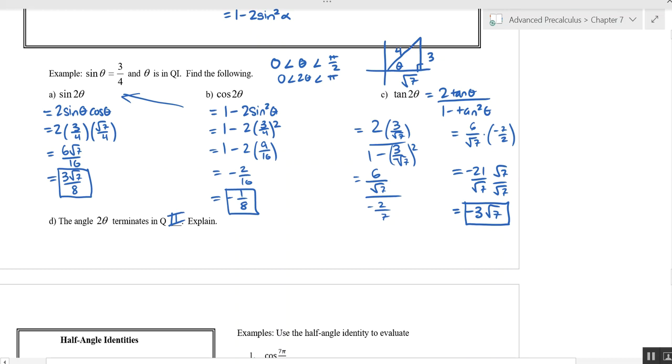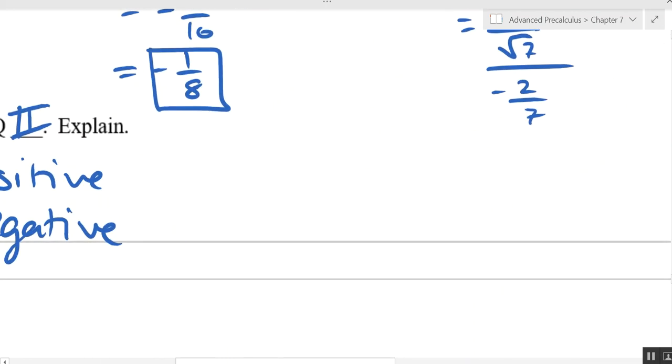And you want to say something to the effect of sine of 2 theta is positive, and cosine of 2 theta is negative. And that would be enough information to prove that. And there's a way you can check this too, if you wanted to check your answers to make sure that they made sense and that we were in the right quadrants. We know that theta is equal to the inverse sine of 3/4.